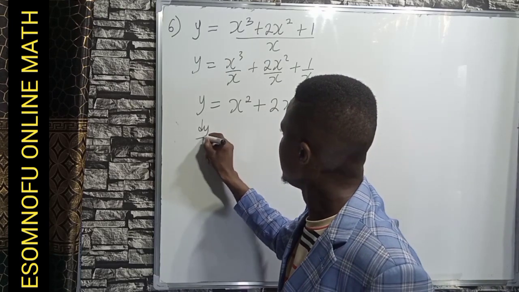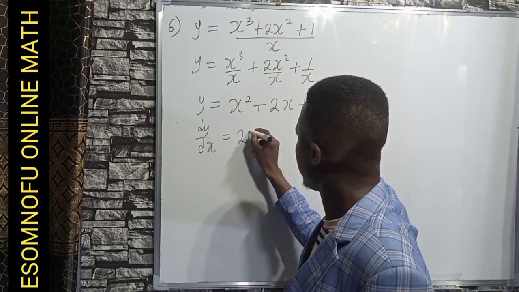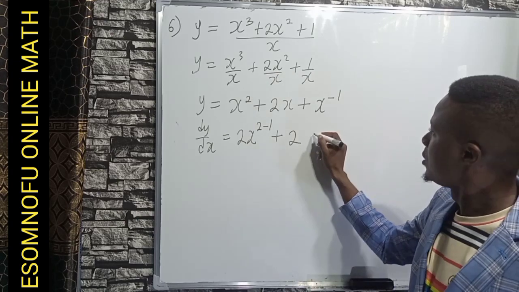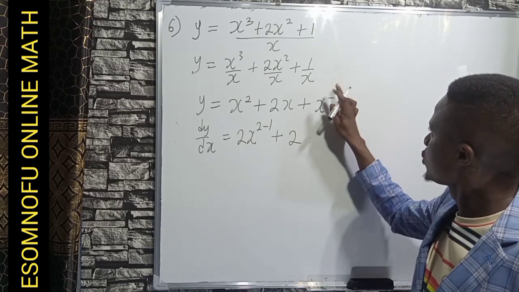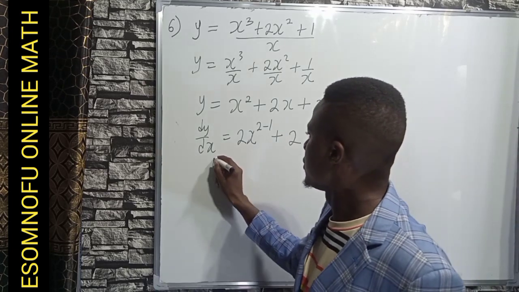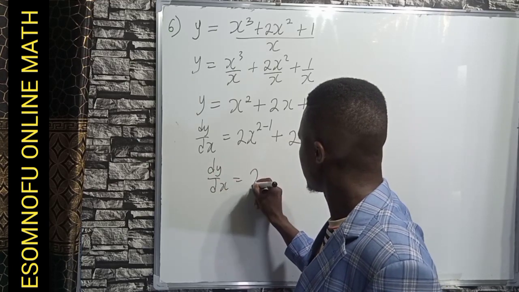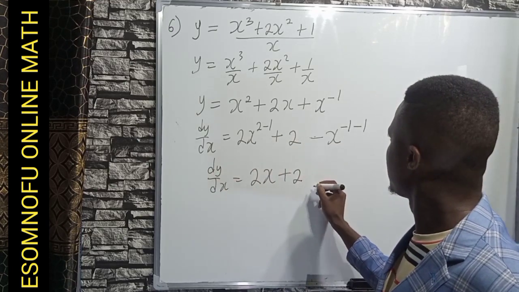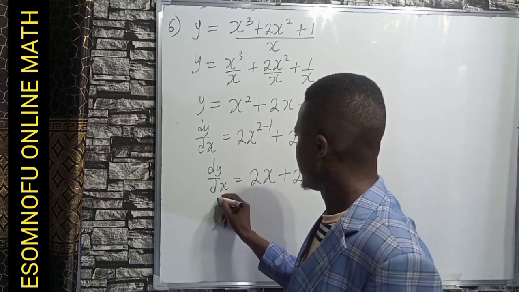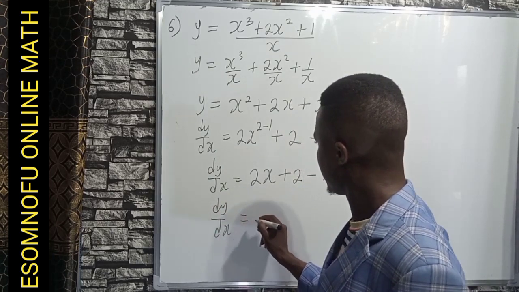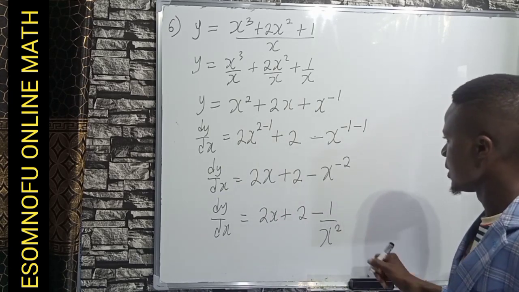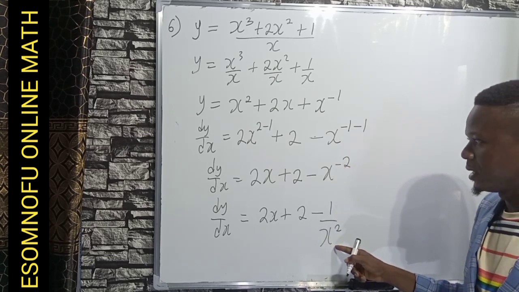So dy over dx will give us 2 comes to the back, x to the power of 2 minus 1, plus, if I differentiate 2x, I will get just 2, minus, 1 comes to the back, will give us minus x to the power of minus 1 minus 1. So dy over dx becomes 2x plus 2 minus x to the power of minus 2. Minus 1 is minus 2. Therefore, finally, dy over dx will now give us 2x plus 2 minus 1 over x squared. That's the simplification. x to the power of minus 2 is 1 over x squared.